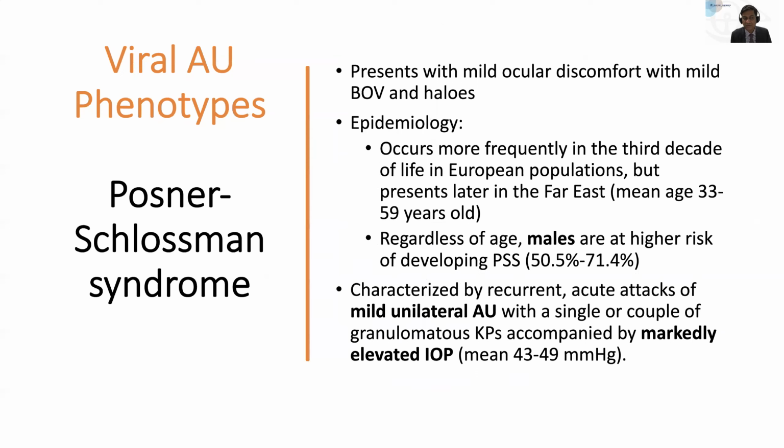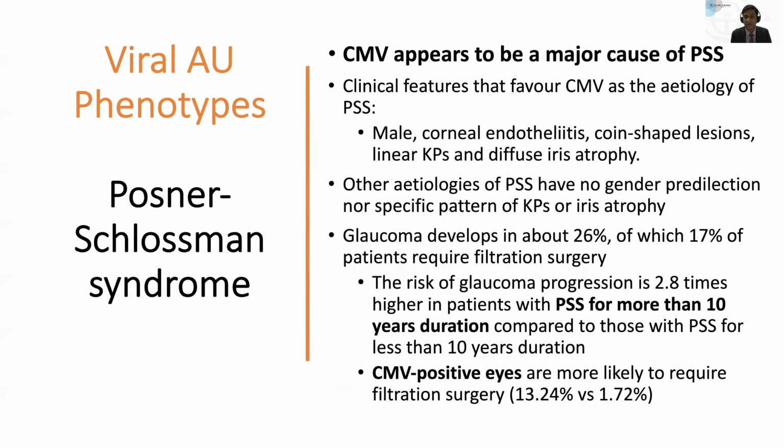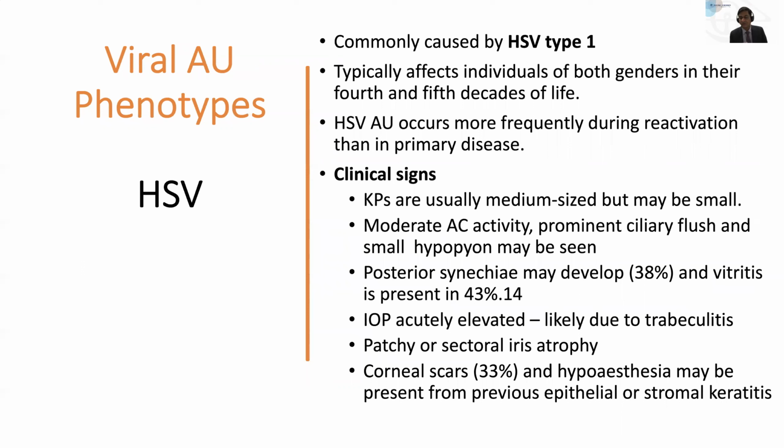When you speak about Posner-Schlossman syndrome, it is where there is no confirmed diagnosis of any specific etiological agent, and then you call it Posner-Schlossman syndrome. Now, I want to spend a little bit of time speaking about HSV, VZV, and CMV. A lot of patients seen in our clinic might have HSV, where you can get medium to small size KPs and moderate AC inflammation.